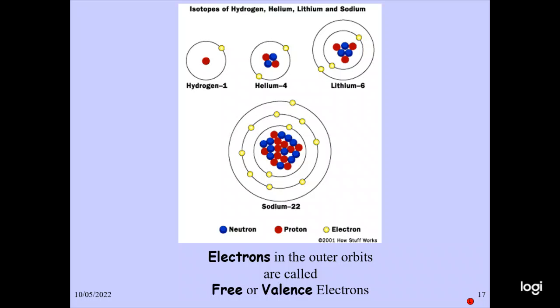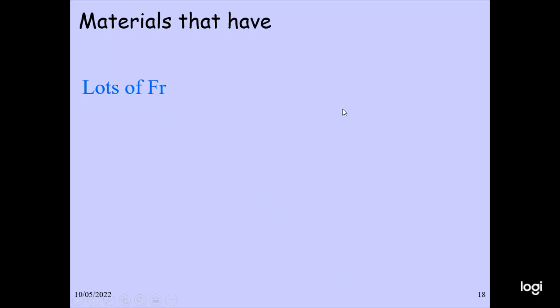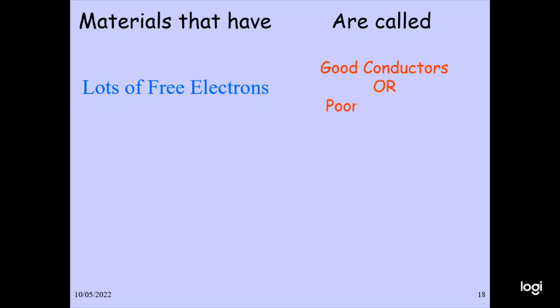Electrons in the outer orbits are called the free or the valence electrons. Electrons at the outer orbits, they are running. So this is the outer. The electron is outer. This electron is outer. This is the free electron. They can move from one atom to another atom. Materials that have a lot of free electrons are called good conductors. There are many free electrons. They are good conductors.